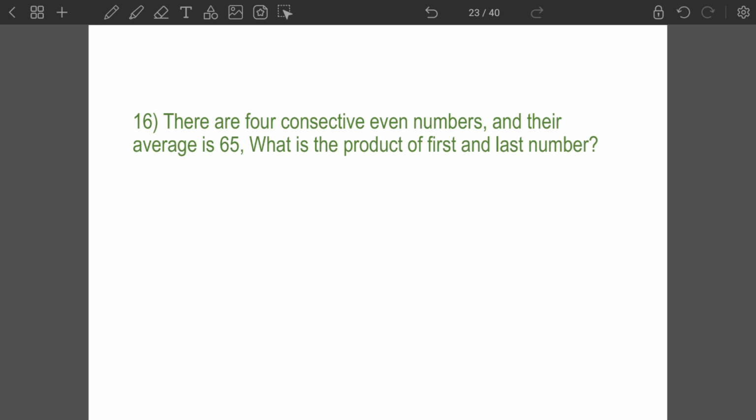And this is the next question. And this is the same as the previous question. So I am giving this as practice for you. Please try to solve this question and comment the answer below.